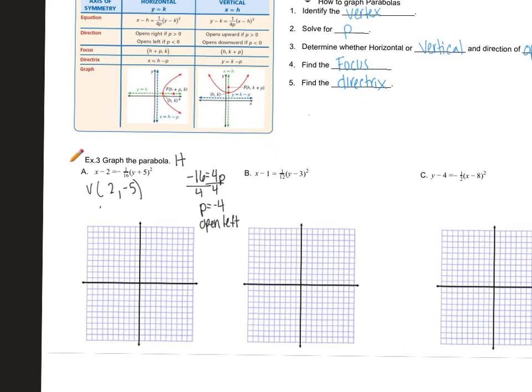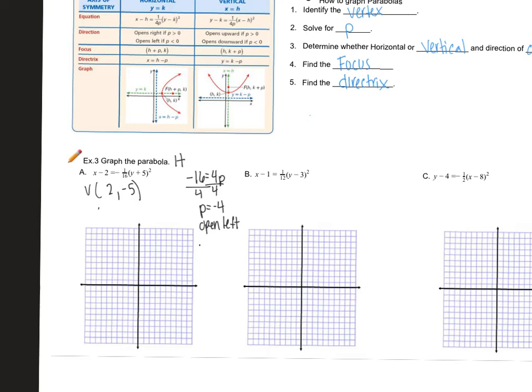My focus is going to be at h plus or minus p comma k. So my focus is going to be h plus p comma k. So that's going to be 2 plus -4 comma -5. So that's -2, -5. And my directrix is going to be x equals h minus p. So x equals h, which is 2, minus -4. So that's 6. So let's go ahead and plot my vertex, which is 2, -5.